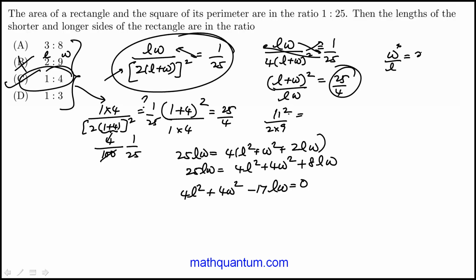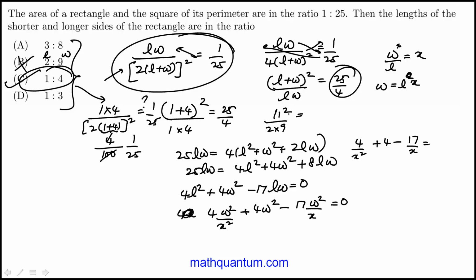W over L is X. So that means that W is equal to LX, and I can plug that in here. 4, and so L would be W squared over X squared, 4W squared minus 17 W squared over X. We can get rid of that W squared.